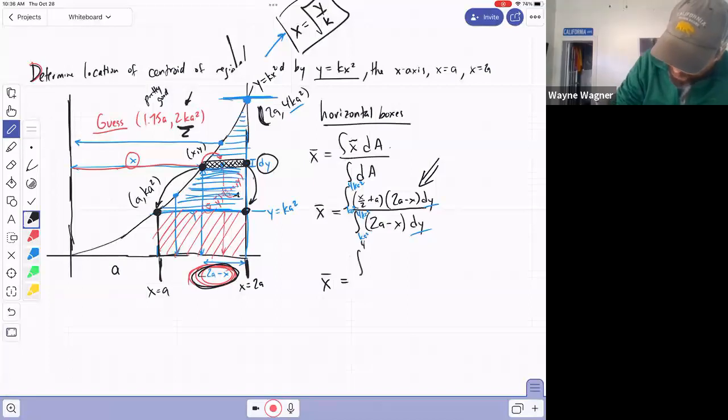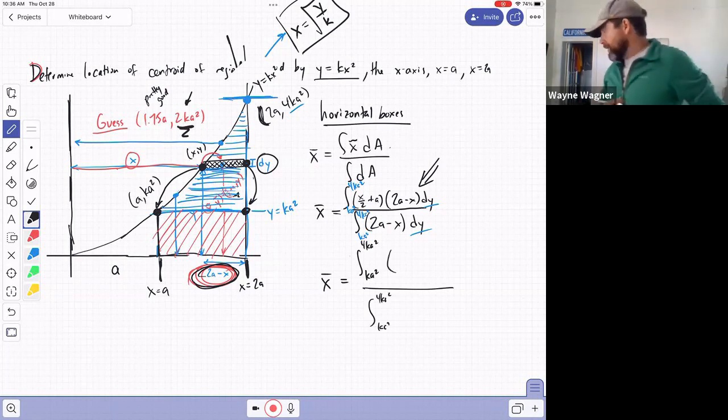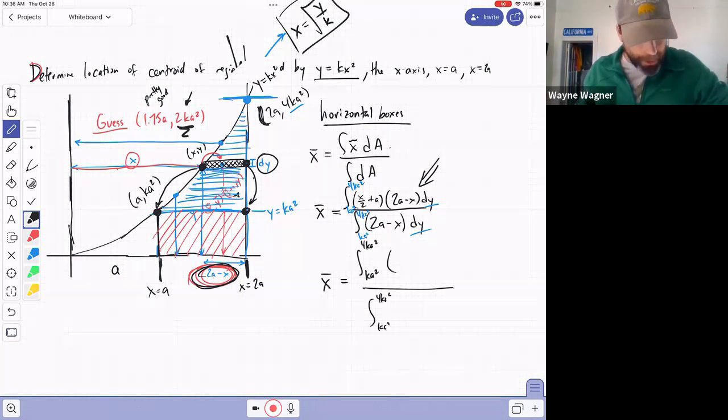So integral from ka squared to 4ka squared. And then we're going to do, sorry, I'm going to murder my dog. And of course, my uncle's dog has wandered into my apartment and is barking too.